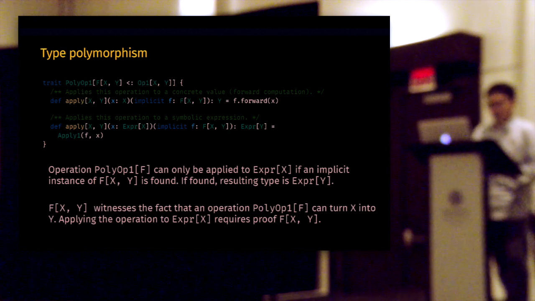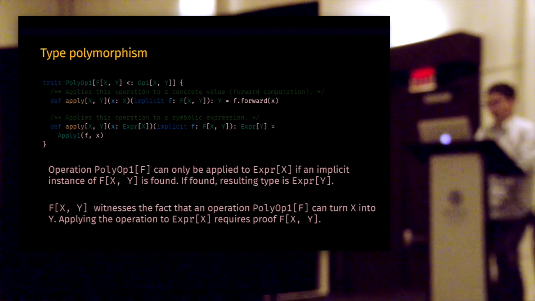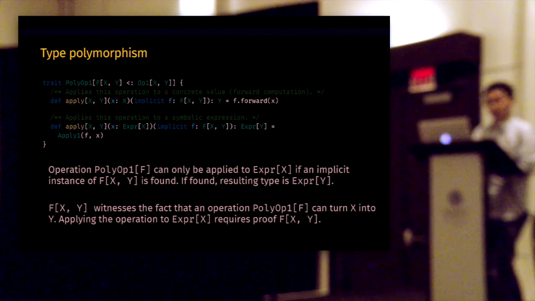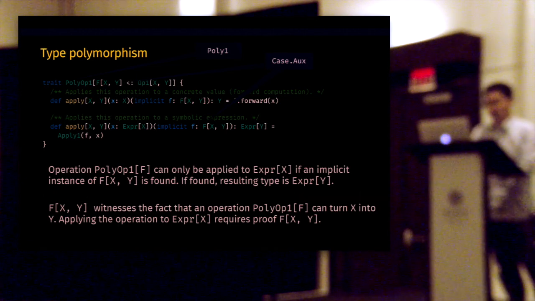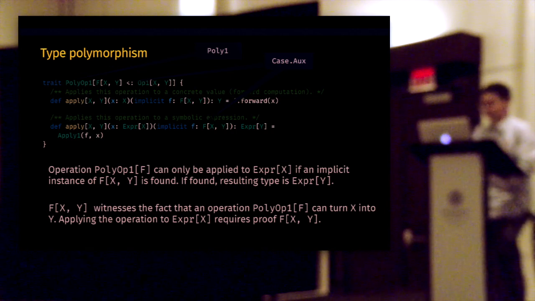An object of F x y is basically a proof that witnesses the fact that an operation can turn x into y. Just like a proof, we do this validation at compile time. This is very similar to the polymorphic function in Shapeless. It is similar to Shapeless Poly1, and this f is similar to the Shapeless Case.At. Here we need them to be differentiable, so it is slightly different from Case.At.